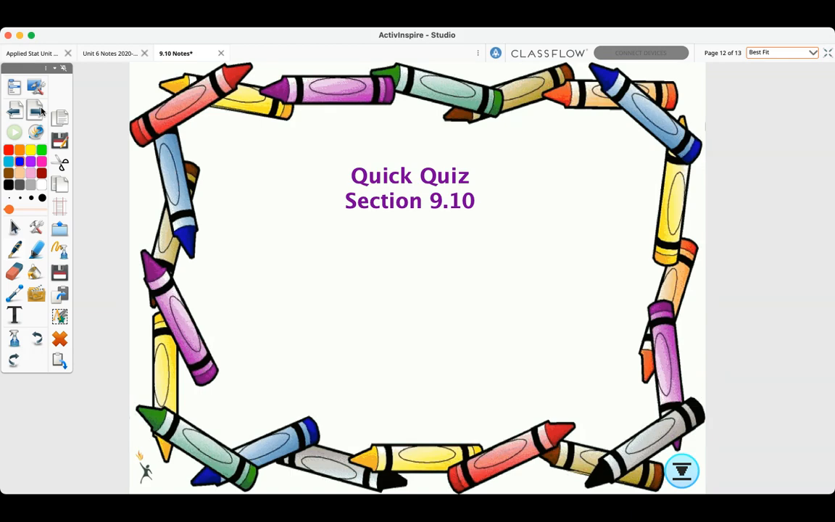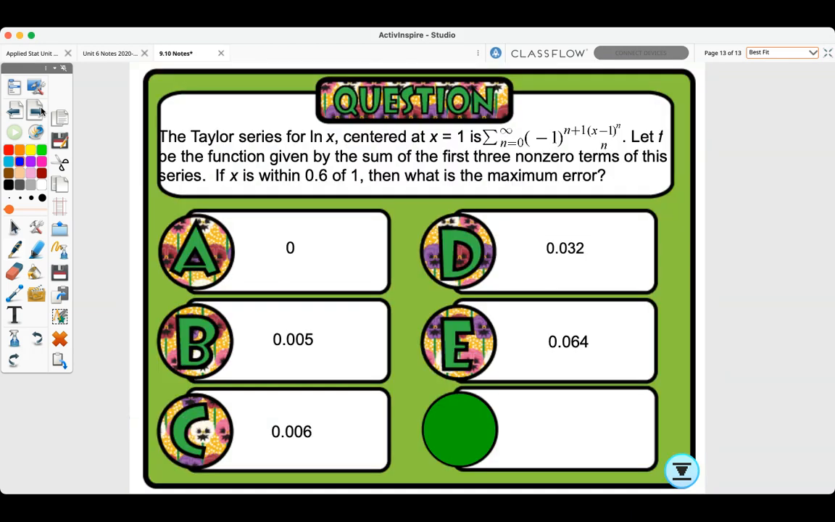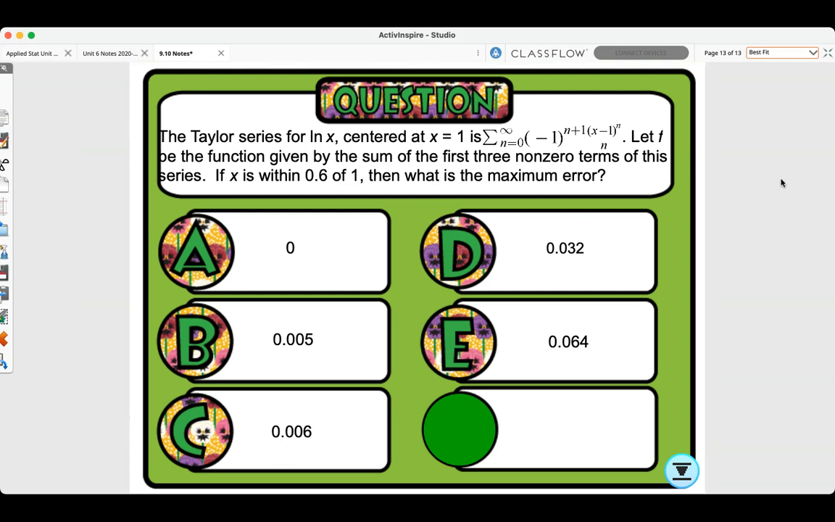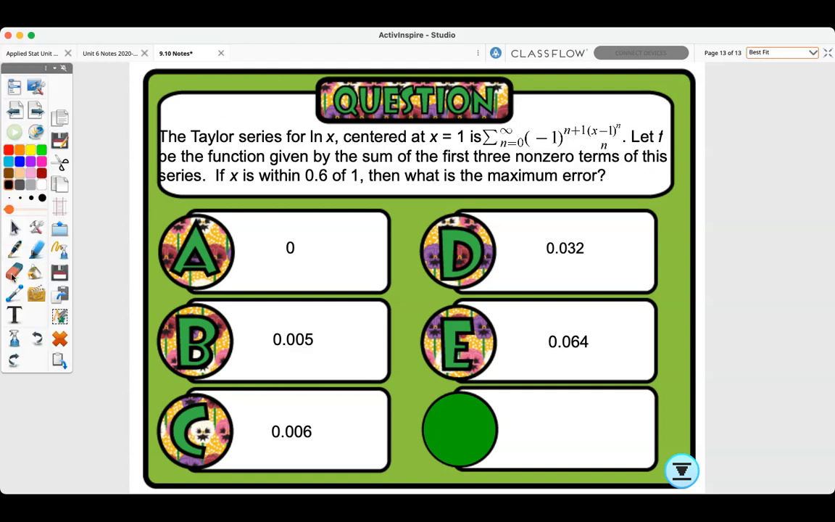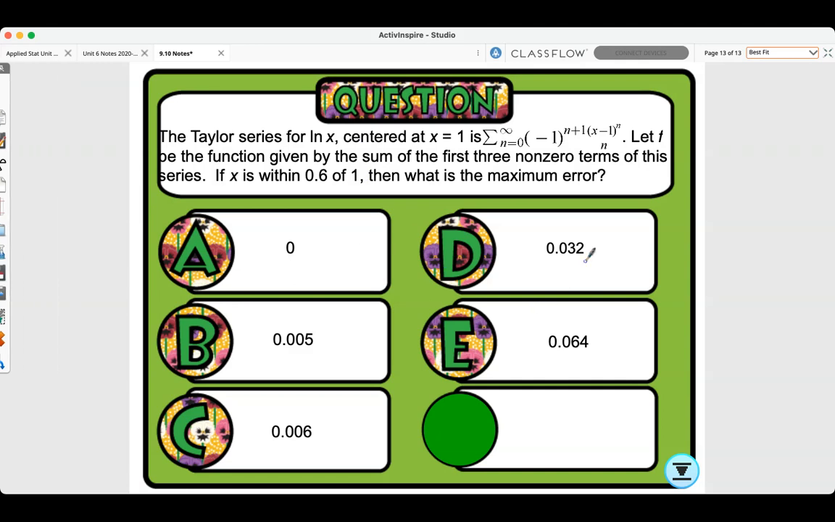So let's look at our quick quiz for section 9.10. The Taylor series for the natural log of x is centered at x equals 1 and is given here. Let f be the function given by the sum of the first 3 non-zero terms of the series. If x is within 0.6 of 1, then what is the maximum error? So try this on your own by pausing the video. And the correct answer is D, 0.032.